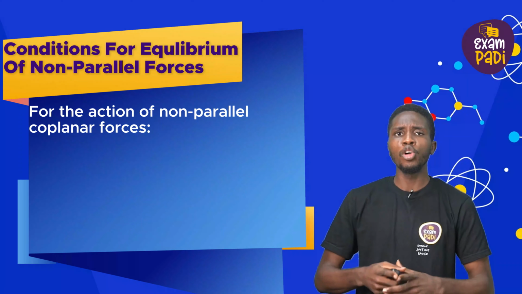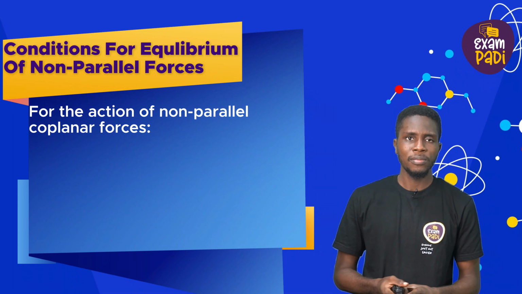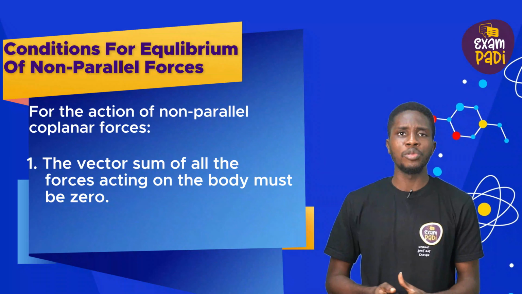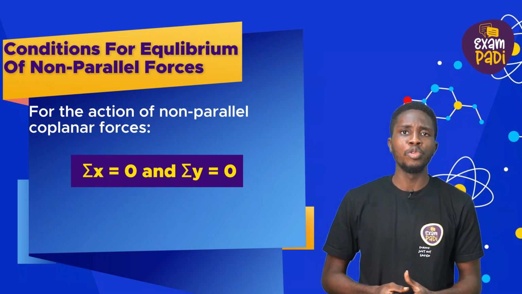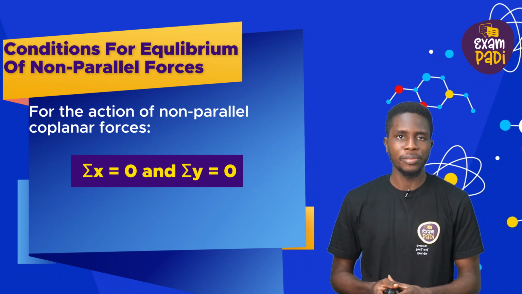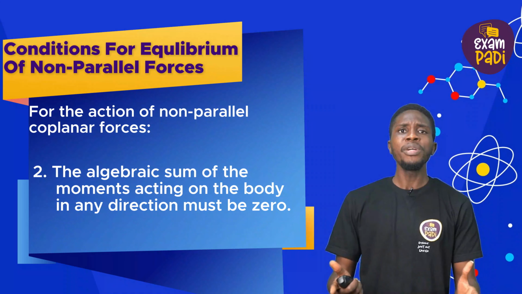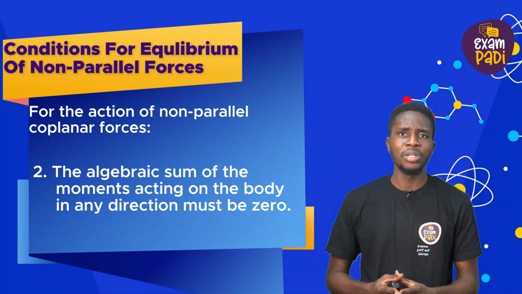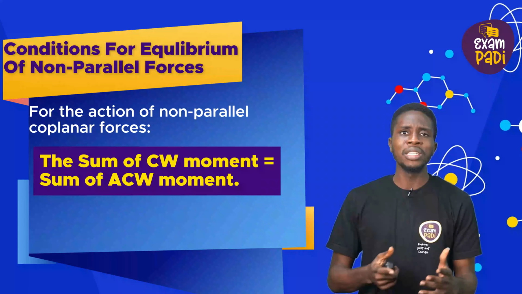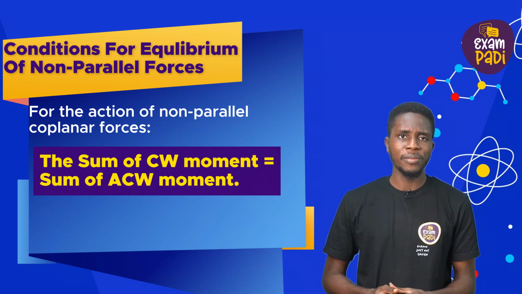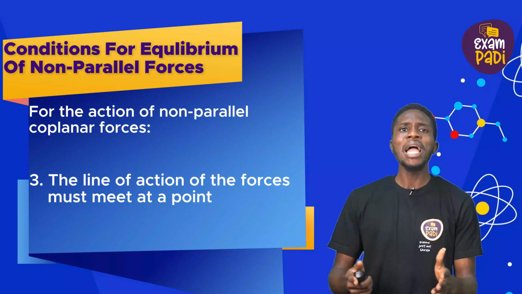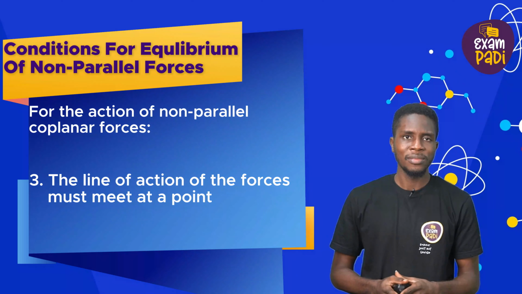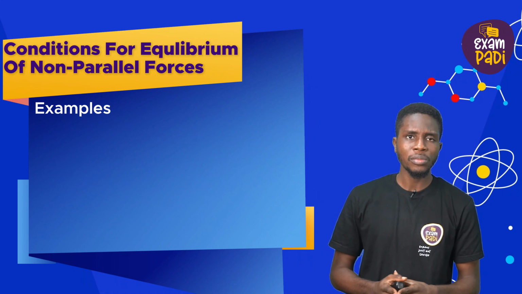Let's look at the action of non-parallel coplanar forces. 1. The vector sum of all the forces acting on the body must be 0. That is, summation x equals 0 and summation y equals 0. 2. The algebraic sum of the moments acting on the body must be 0. That is, the sum of clockwise moments equals the sum of anticlockwise moments. 3. The lines of action of the forces must meet at a point. Let's look at the following examples.